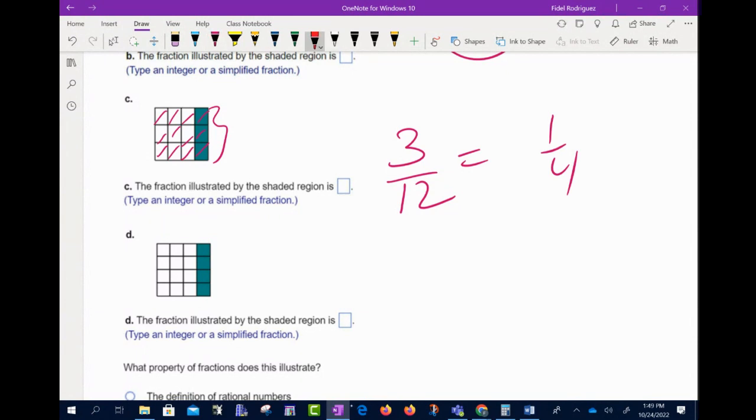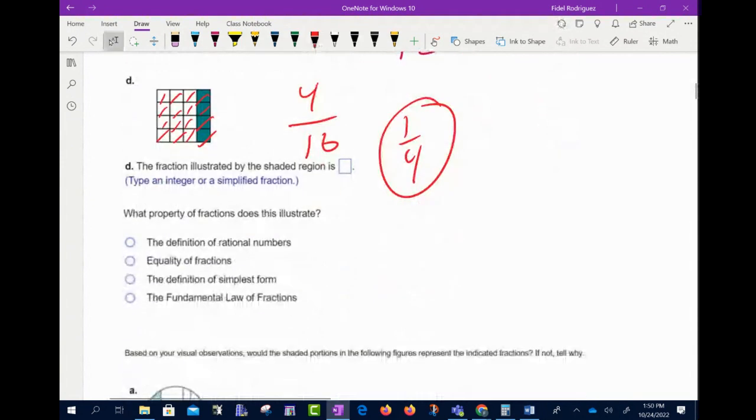And finally, y'all, 1, 2, 3, 4, 5, 6, 7, 8, 9, 10, 11, 12, 13, 14, 15, 16. And 4 of which are shaded, which is again still 1/4, right? Now the question says, what property of fractions does this illustrate? This is what we call the fundamental law of fractions. Okay.